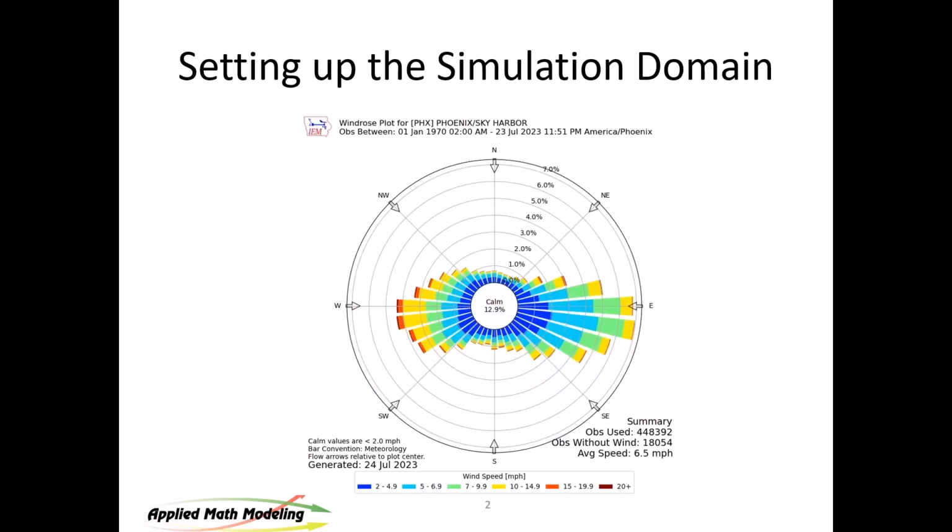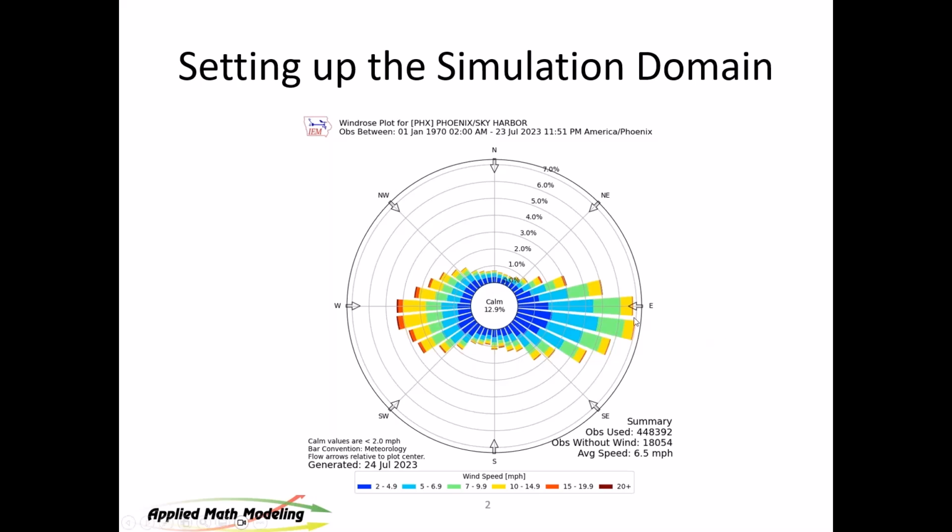The other piece of information you're going to need, if you don't have a prevailing wind already in mind, is for setting up the simulation domain, in terms of wind speed and wind velocity. This is a windrose. I don't know how many of you know what a windrose is, so I thought I would just show it to you.